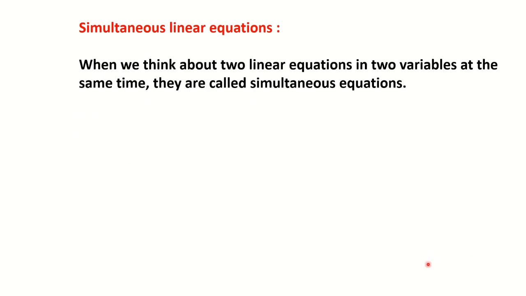Then the meaning of simultaneous linear equations: when we think about two or more linear equations at the same time, they are called simultaneous equations. So now we are going to find how to solve a simultaneous equation. I told you previously that simultaneous equations can have infinitely many solutions. They can have a unique solution, that means one and only one solution. And some equations do not have any solution.